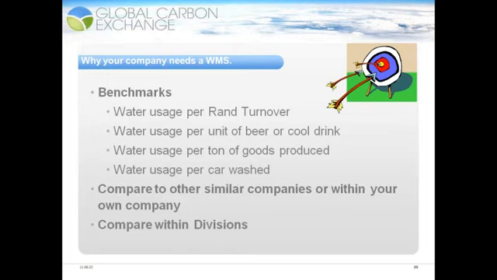Often these sort of key performance indicators are good to be able to set targets within your own company or within your own divisions within your company, or maybe to meet certain best international practice standards. These are other benefits to why you as a company may want to embark on a water management strategy.